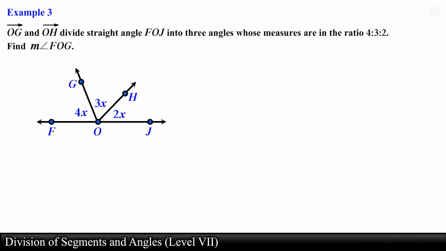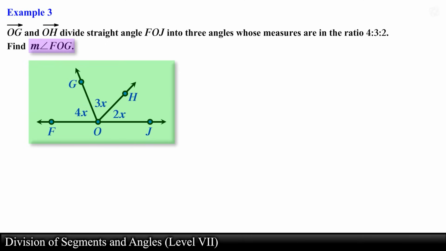Ray OG and ray OH divide straight angle FOJ into three angles whose measures are in the ratio 4:3:2. Find the measurement of angle FOG. In this problem, we are provided with a diagram of a straight angle that is divided into three smaller angles. We are asked to find the measurement of one of these smaller angles.